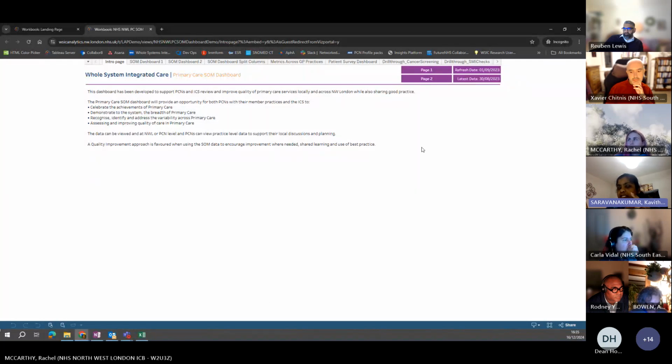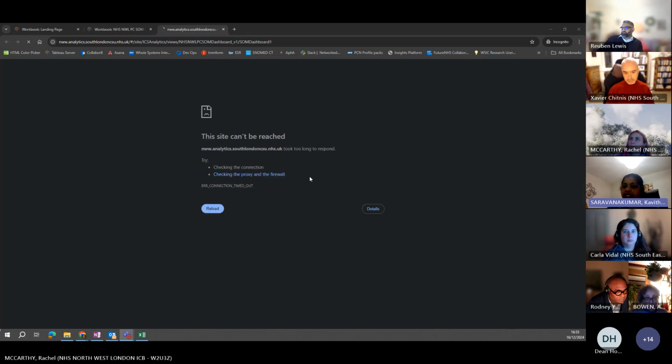And as you can see, on the top right, there are 2 pages. There's a lot of metrics, and we have split it into 2 pages. So if you go into page 1, Rachel, to start with, page 1 captures a lot of the planned proactive care elements that primary care carry out for their patients. And this could be a range of things. This could be the cancer screening, the cervical screening, bowel screening that they carry out.